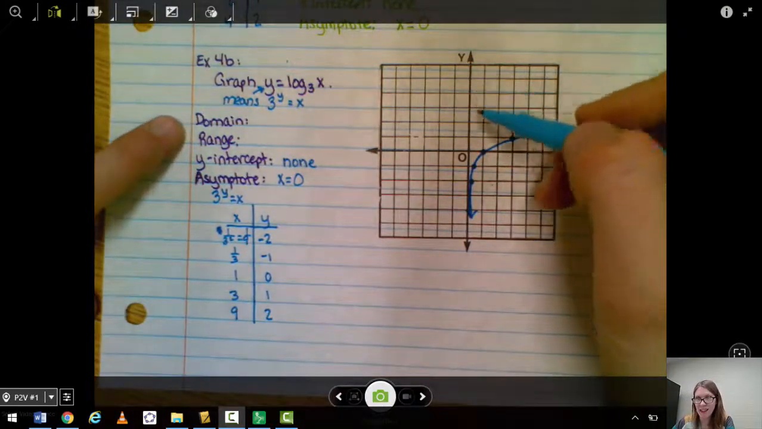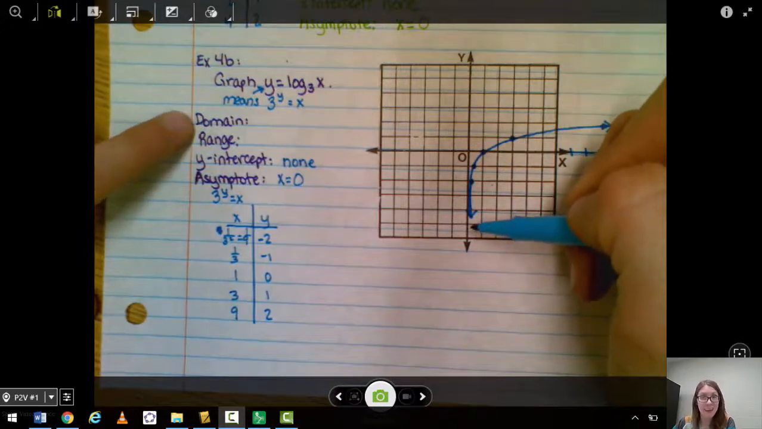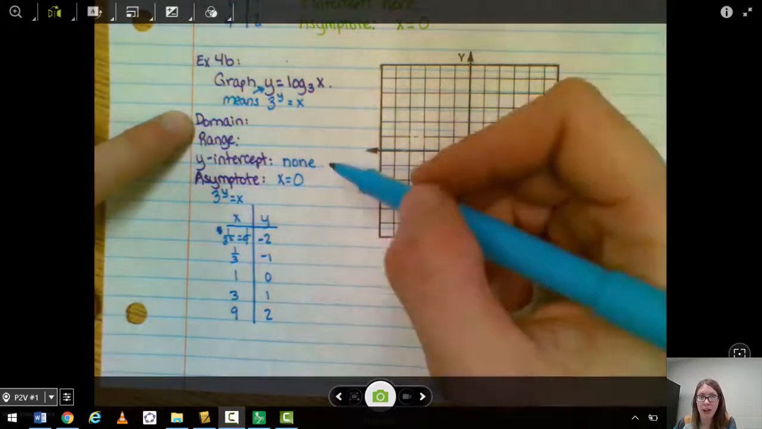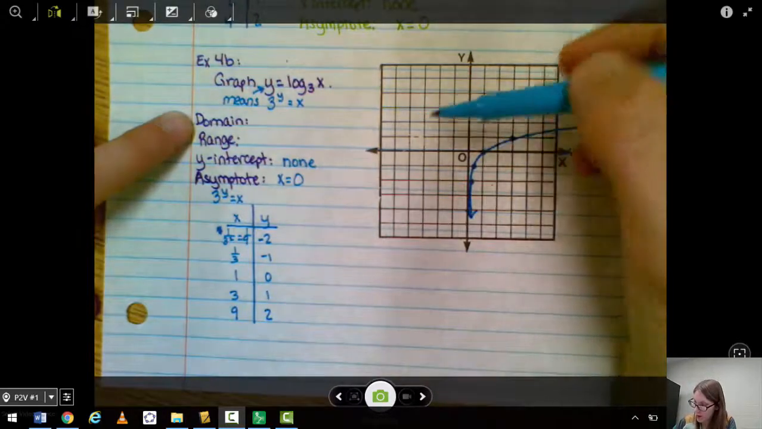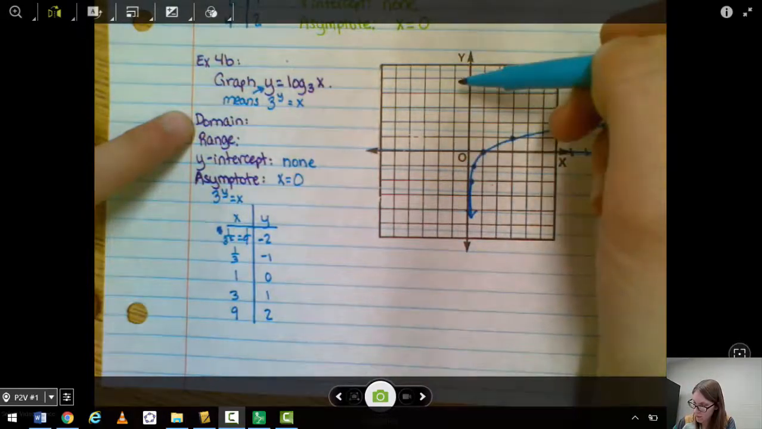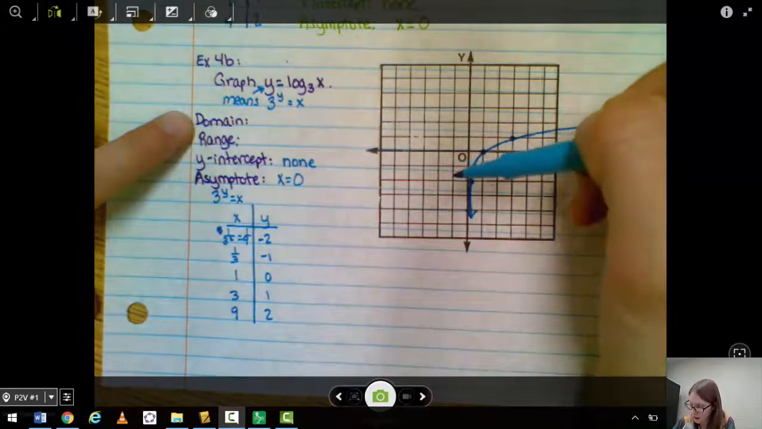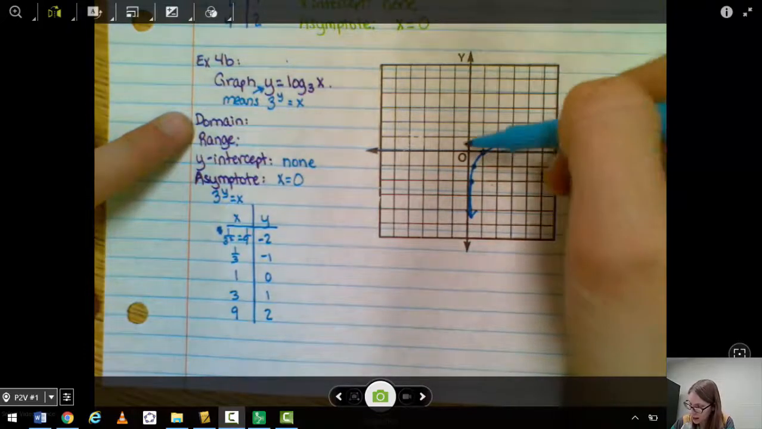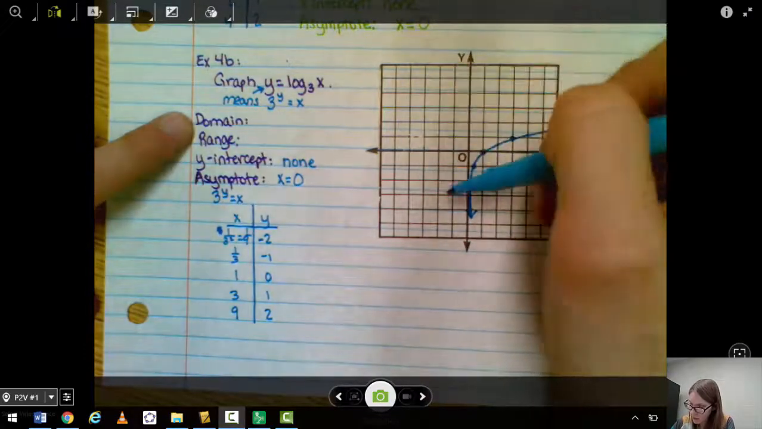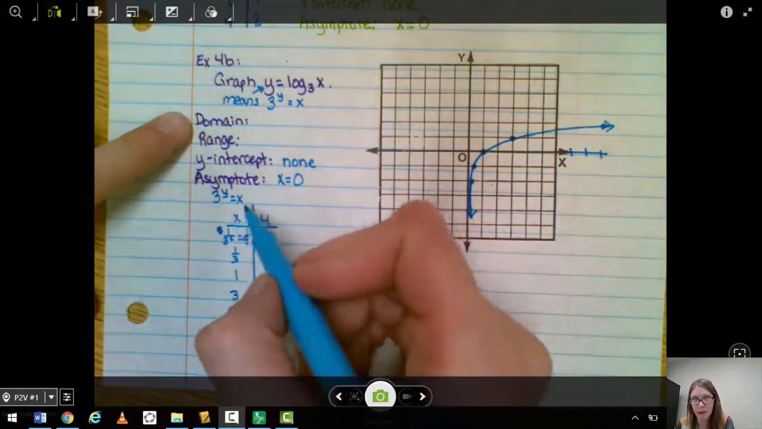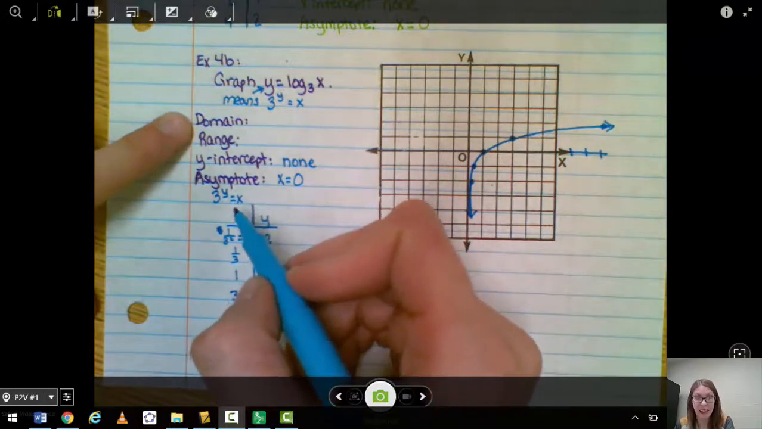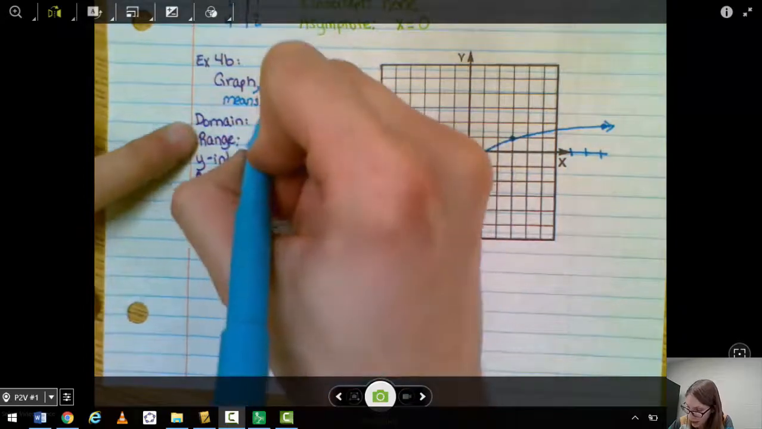And again, because of the asymptote, x can't equal 0. We can't plug 0 in for x in our equation, because 3 to any power never gives us 0. And we can't have any negative values for x, because 3 to a power would never give us a negative value. So our domain, x is greater than 0.